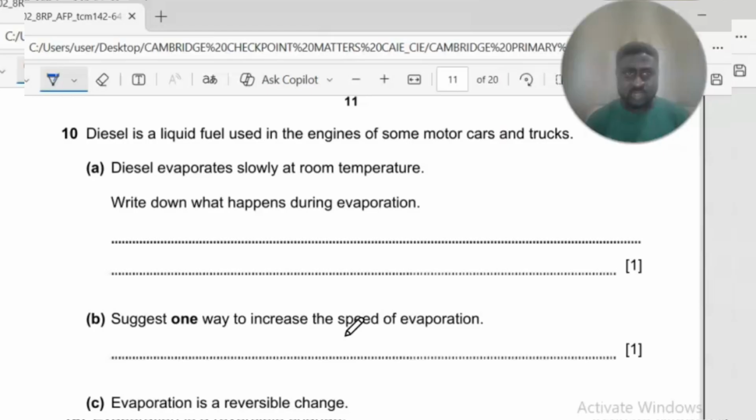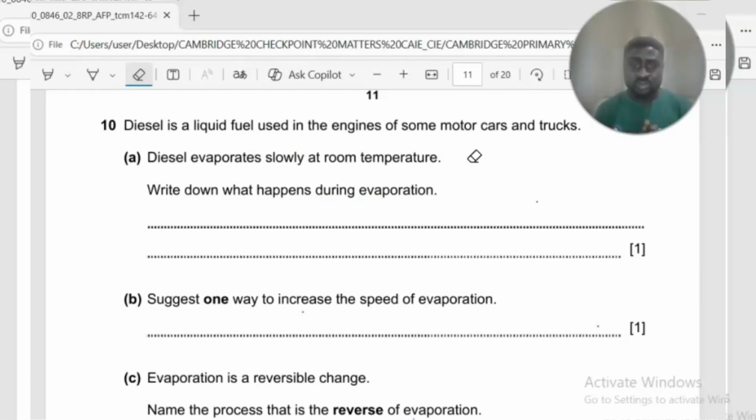So let's look at it closely. Diesel is one of the products of crude oil after extraction and processing. Diesel is a liquid fuel used in the engines of some motor cars and trucks. We also use them in generators to generate power or energy. A. Diesel evaporates slowly at room temperature. Room temperature is between 25 degrees centigrade to 30 degrees centigrade or Celsius. Write down what happens during evaporation.